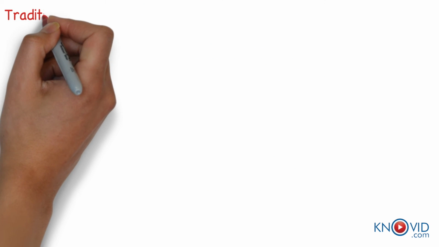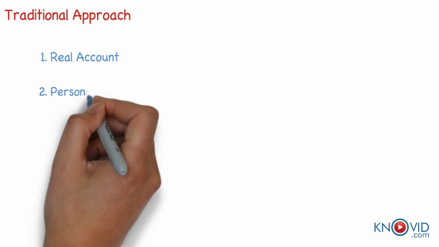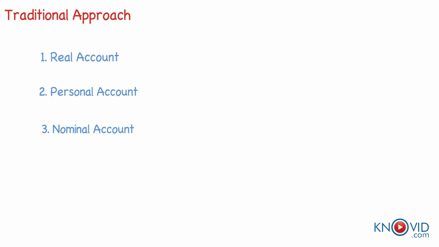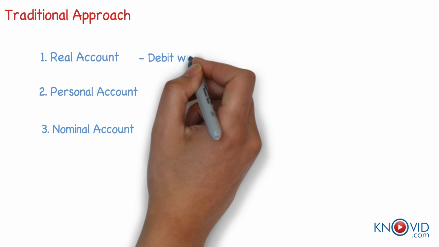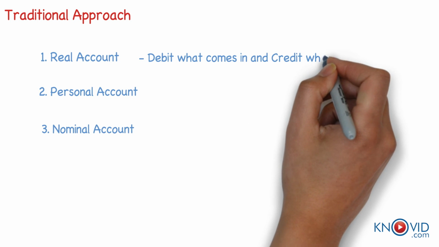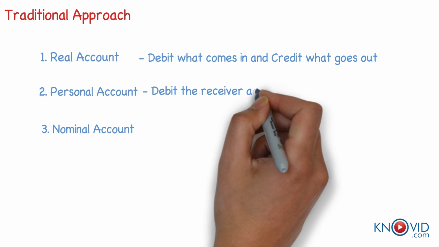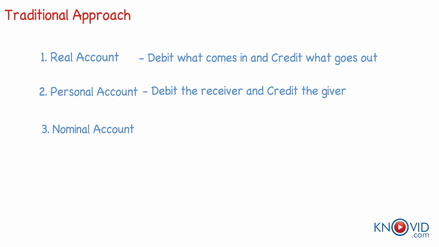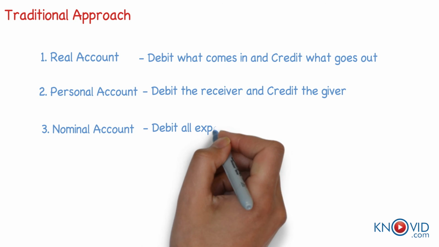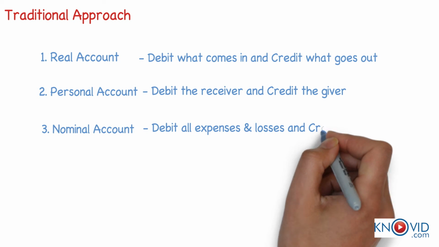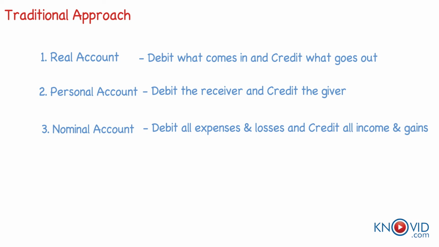In traditional approach, accounts are classified as real account, personal account, and nominal account. The rules of the debit and credit in this method are: for real account, we debit what comes in and credit what goes out. For personal account, we debit the receiver and credit the giver. For nominal account, we debit all expenses and losses and credit all income and gains. We will later look into what each of these accounts mean in the traditional approach.